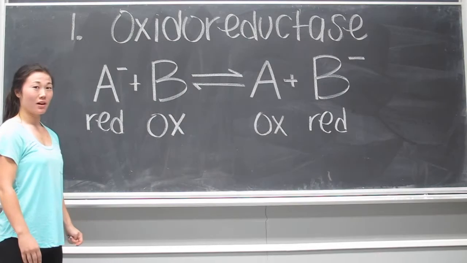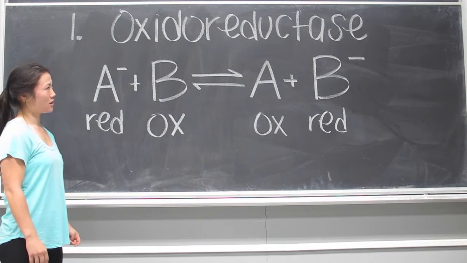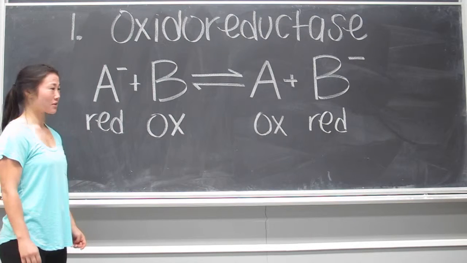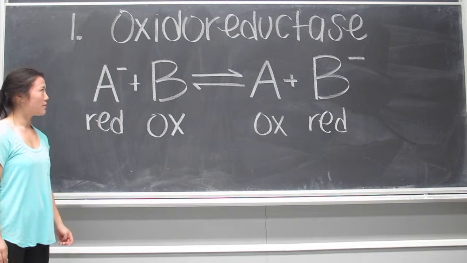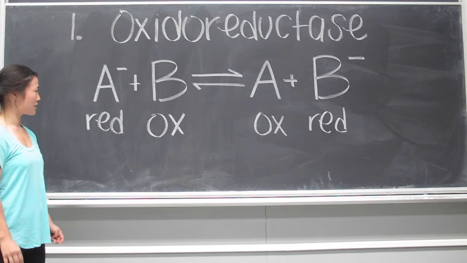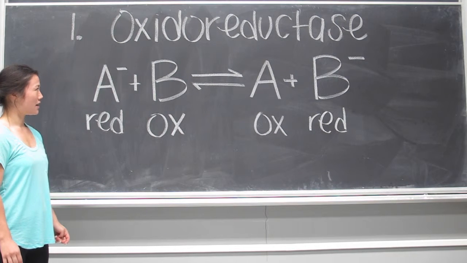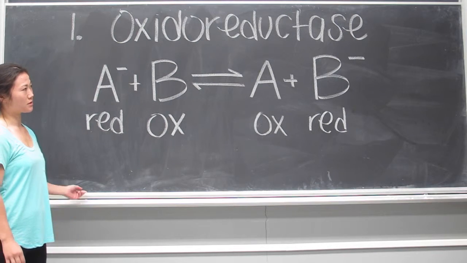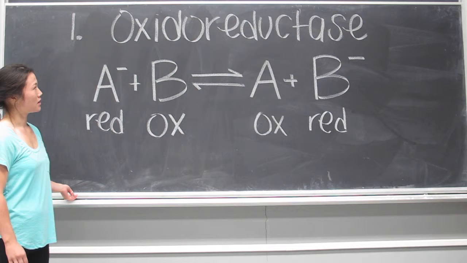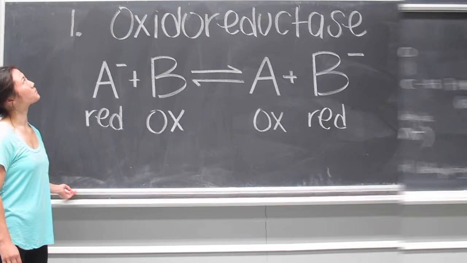Class 1 enzymes are oxidoreductases, which catalyze the transfer of electrons between molecules, otherwise known as redox reactions. So over here, A minus plus B yields A plus B minus. A minus acts as the reductant, which is oxidized to A, and B acts as the oxidant, which is reduced to B minus. Redox reactions require a coenzyme to act as an electron acceptor during reactions.